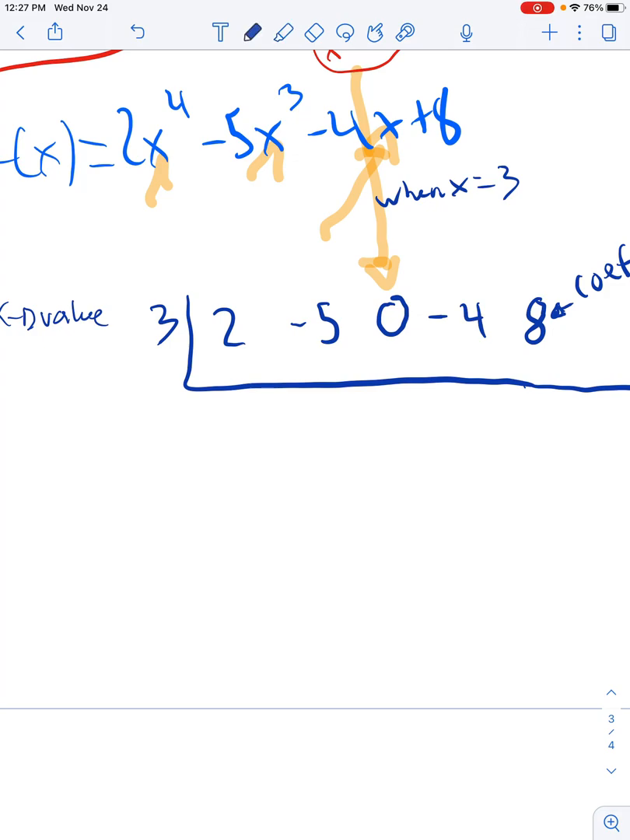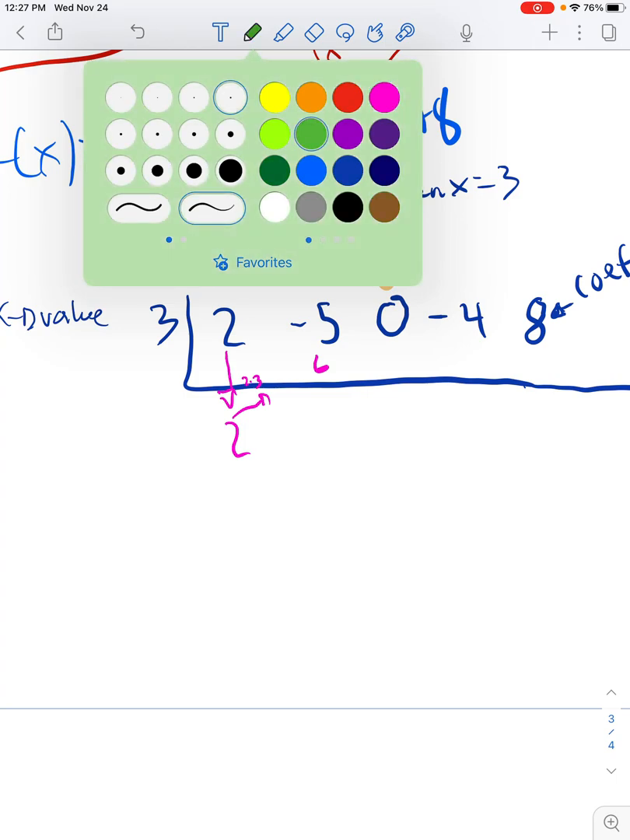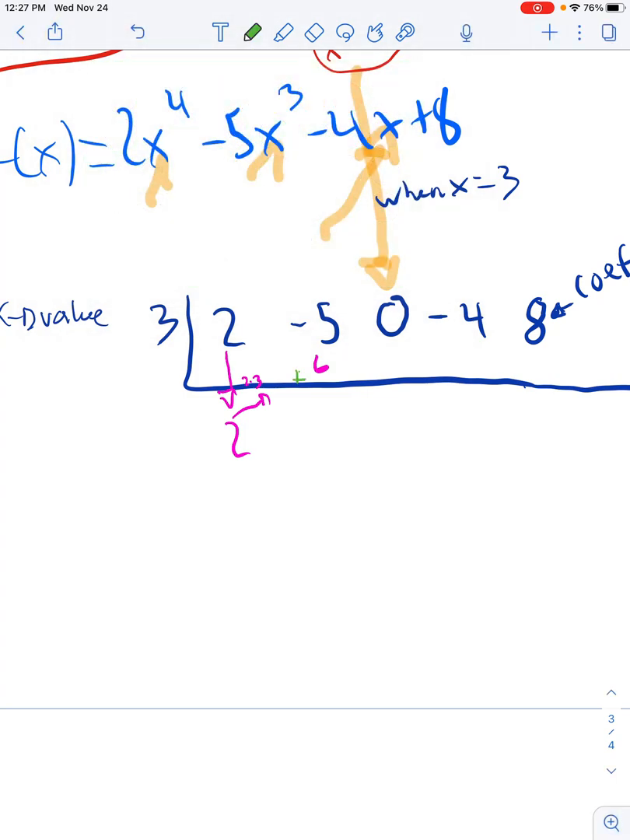All right, so what we're going to do is start by bringing down this first term right here. We're going to bring it down and have it at 2. And then we're going to multiply by our x value. So I'm going to say, okay, 2 multiplied by 3 gives me 6. And then I'm going to add these. So then I'm going to add, okay, negative 5 plus 6 gives me a 1.